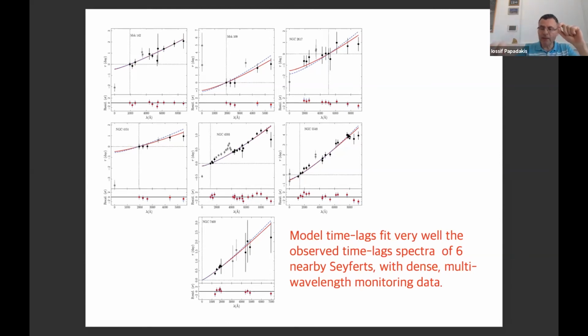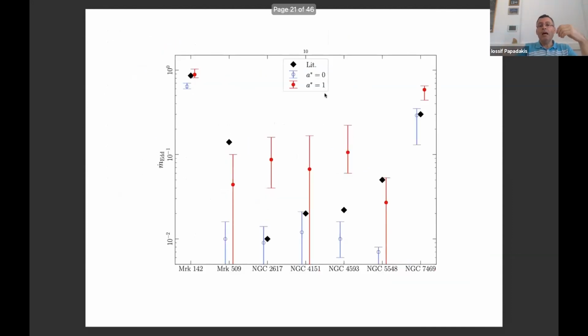But what's even more important is not that we fit these time lags very well. What I show here are these 6 sources, the names of the sources, Markarian 142, Markarian 509, and so on. And here is the accretion rate as estimated from our fits to the data. The red points show you the best fit results in the case of maximally spinning Kerr black holes. The blue points show you the m dot in the case of Schwarzschild, non-rotating black holes. And the black ones are estimates of the m dot from the literature.